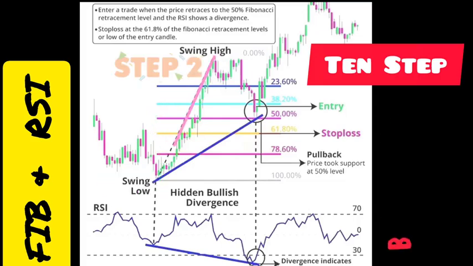Step 2. Apply Fibonacci retracement tool. Select your Fibonacci tool. Draw from the swing high to the swing low. Focus on key levels, 50% and 61.8%.